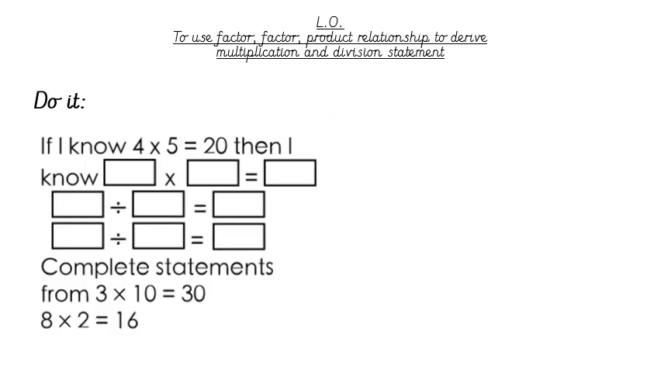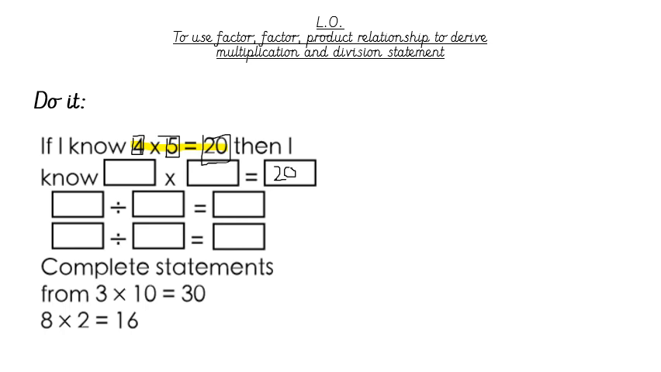So here is our do it. It says, if I know that 4 times 5 is 20, then I know that something times something is something. So you're going to use the same numbers. You're going to use 4, you're going to use 5, and you're going to use 20. Okay, when you're doing the multiplication, I'll give you a clue. 20 will be the same answer, but you need to write these two numbers in the boxes. It can't be 4 times 5 again.